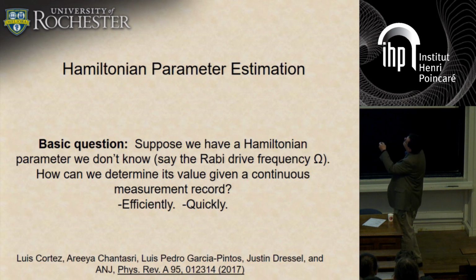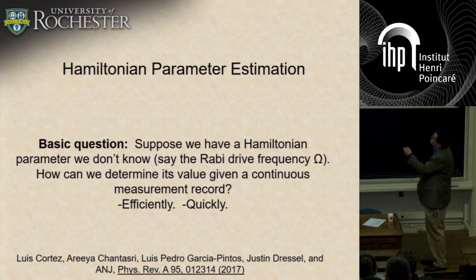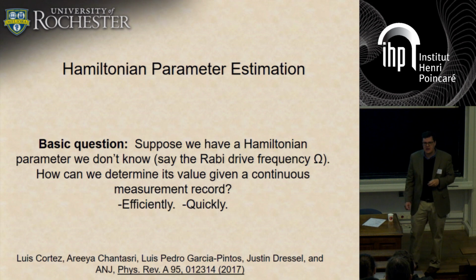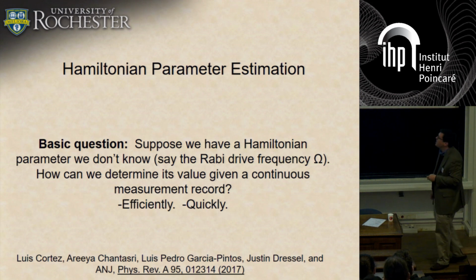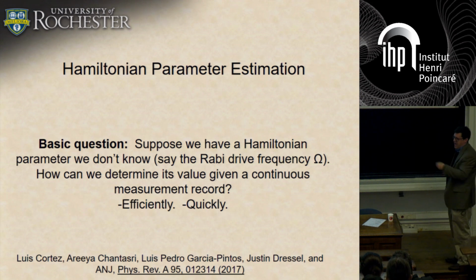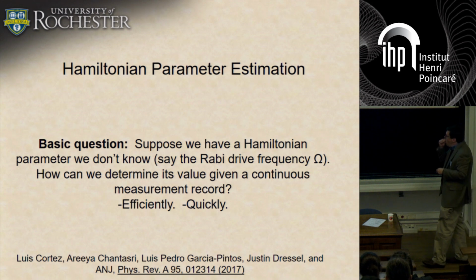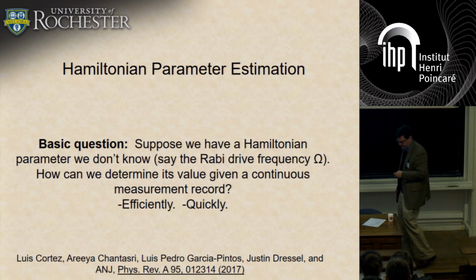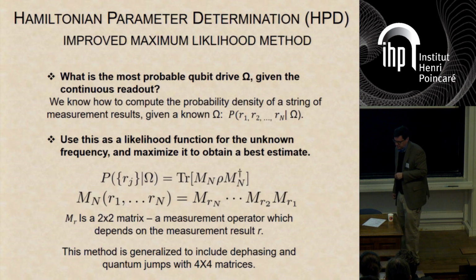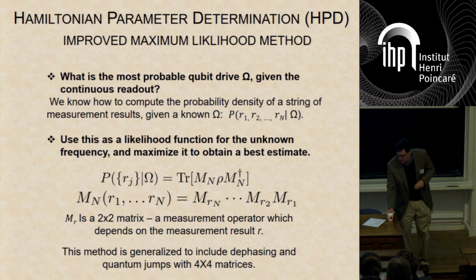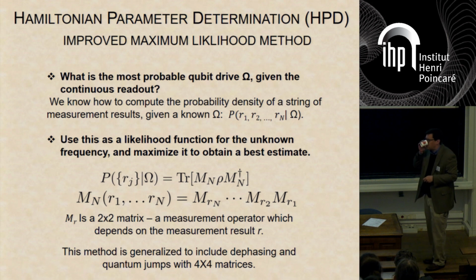determine this parameter. Okay, so usually there are two limits we want to be able to consider. One is efficiently. In other words, what's the minimum uncertainty I can put on this parameter? And the second is quickly. I want to do this fast for some reason. Okay. So here is the basic idea.